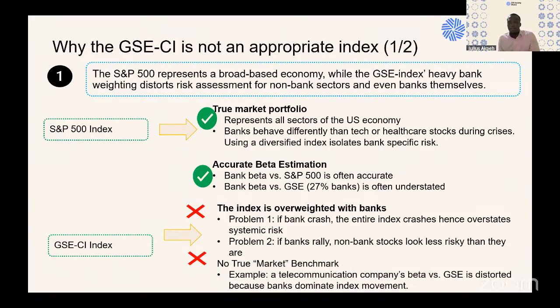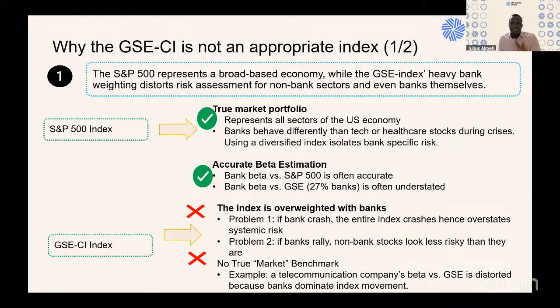When we come to the Ghanaian economy, tell me, does the GSE index reflect all the sectors? No. The banks behave differently than tech, and don't forget healthcare stocks during a crisis. So if we have the S&P 500, it tends to diversify away the specific risk, right? Using a diversified index isolates the bank-specific risk, like the systemic risk and all that. Following that, you see that it gives you an accurate estimation of beta.